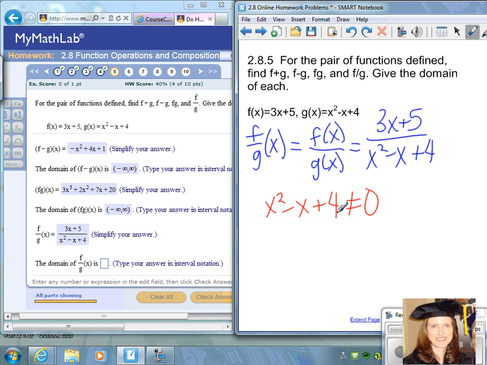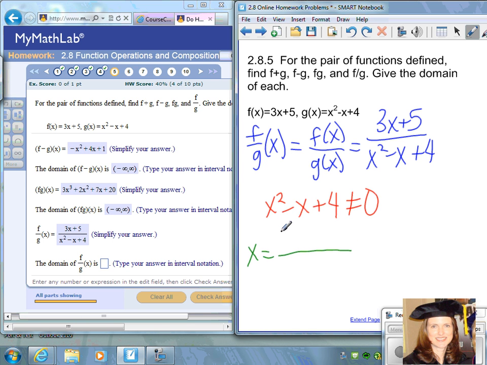Looks like this cannot be factored, so the way you would solve this equation to find out where it's equal to 0 is by using the quadratic formula. The quadratic formula, again, is x equals negative b, hope you have this one memorized, negative b plus or minus the square root of b squared minus 4ac all over 2a.